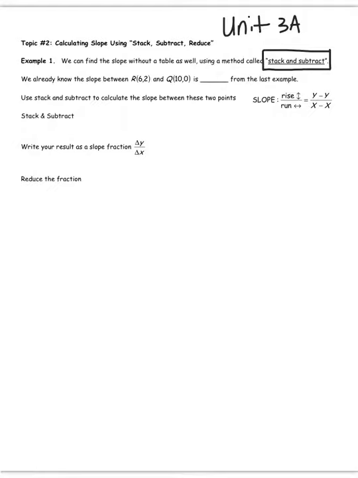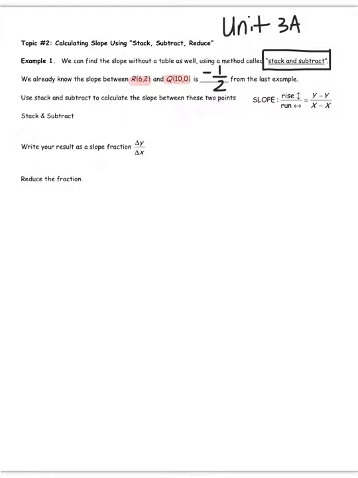So we're going to start with these 2 points, (6, 2) and (10, 0), and we're going to find the slope between those 2 points. Actually, we used this example in Topic 1. We know already from Topic 1 that our slope is negative 1 over 2. Now I'm going to find the slope another way, and confirm using another method that the slope is negative 1 over 2.